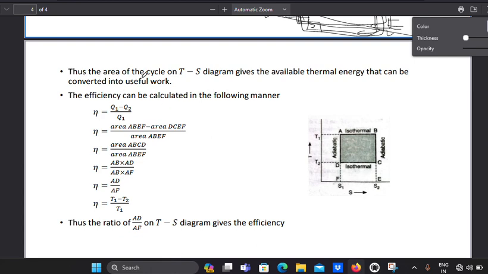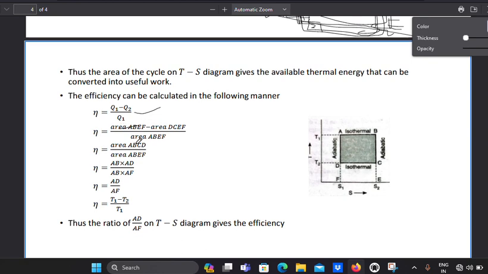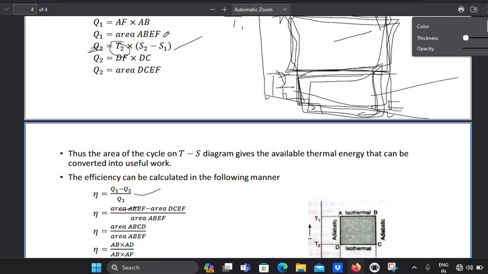All right, so thus the area of the cycle on the TS diagram gives the available thermal energy that can be converted into useful work. So the efficiency formula is what? See here, eta is equal to Q1 minus Q2 by Q1. It is the well known formula of a Carnot heat engine. Q1 is the area of ABEF. Above it is just given. Q1 value is this one. And area of DCEF is the Q2 value.